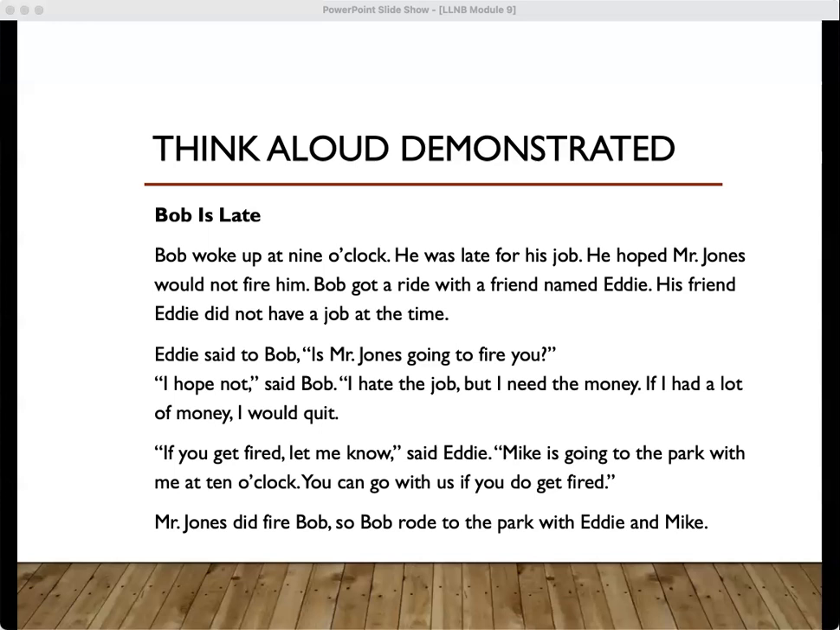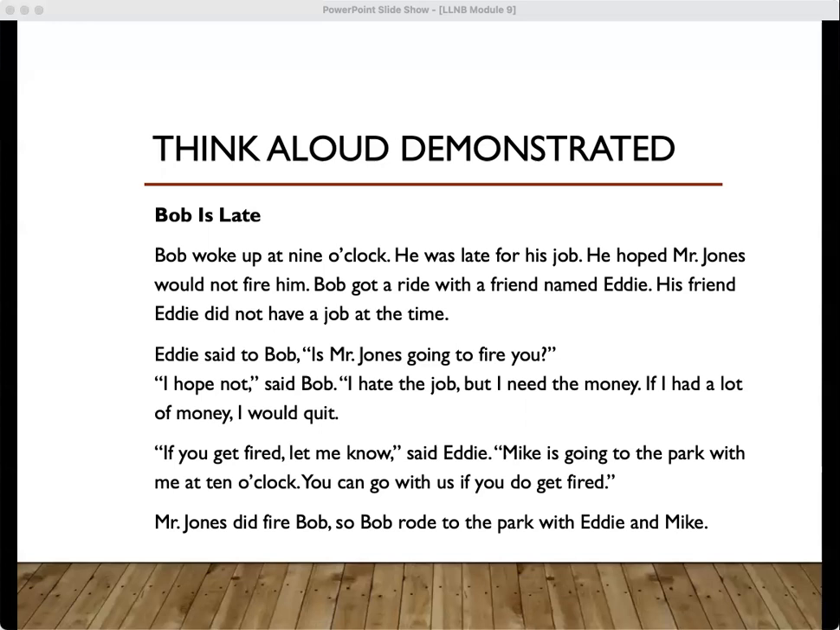Bob woke up at 9 o'clock. He was late for his job. Okay, I just found out that Bob was late for his job. The story says he woke up at 9 o'clock. There'd be no reason to put that information in the story unless it was important, which means he probably wakes up earlier than that to go to work. So I'm going to guess that one cause of why Bob was late is that he woke up late.